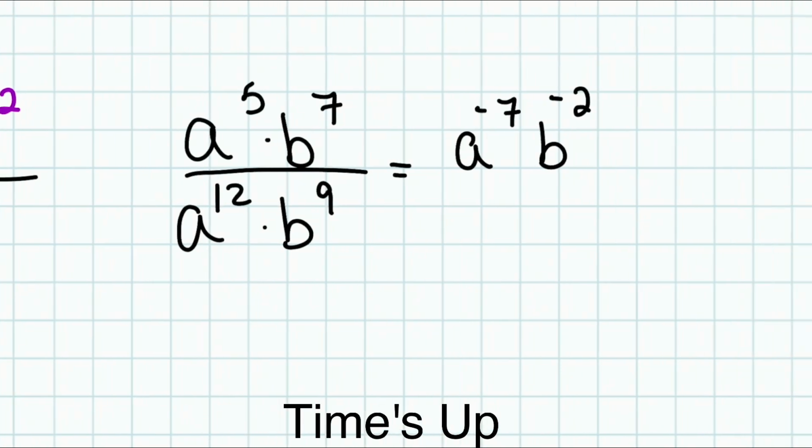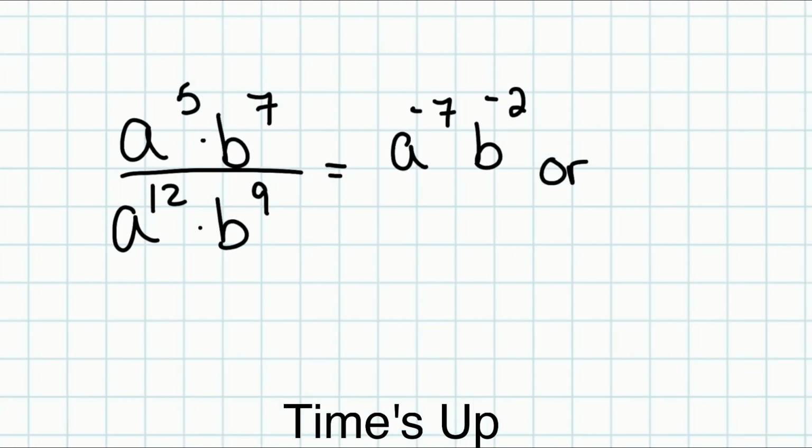So you could write it like that if you wanted to, or you could write it as 1 over A to the power of 7, B to the power of 2. Because remember, if you have a negative exponent, you can turn it into a positive exponent by throwing it where it's not. If it's up top, throw it on the bottom. If it's on the bottom, throw it up top. If you want to change the sign on the exponent.